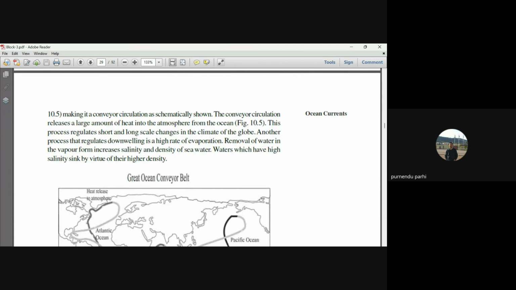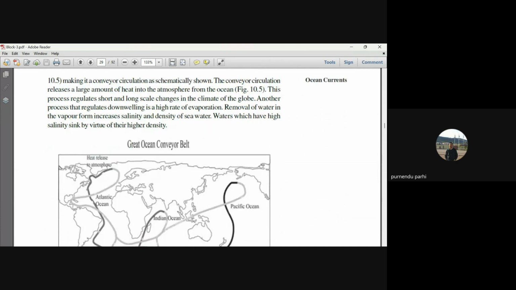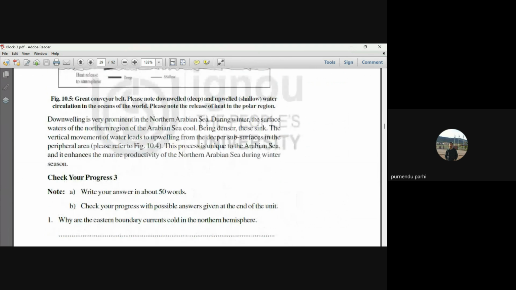The conveyor circulation releases a large amount of heat into the atmosphere from the ocean. This process regulates short and long scale changes in the climate of the globe. Another process that regulates downwelling is a high rate of evaporation. The removal of water as vapor increases the salinity and density of seawater. Waters which have a high salinity sink by virtue of their higher density.